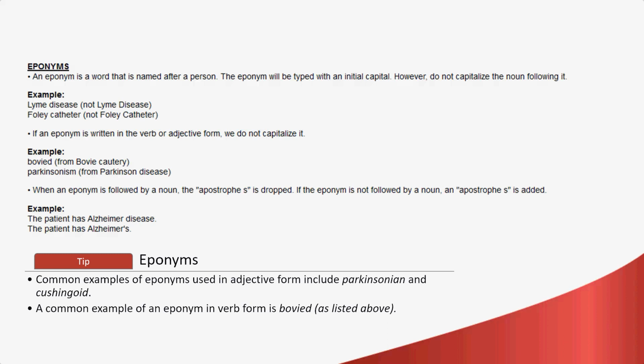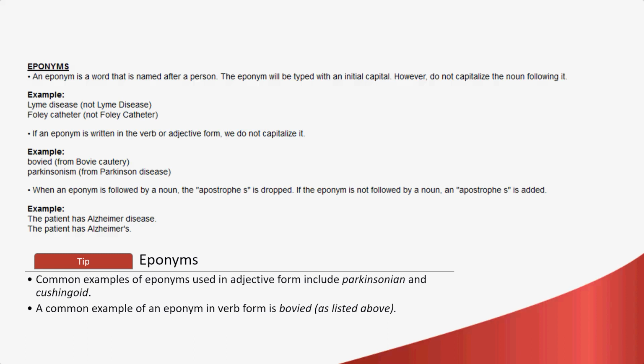If an eponym is written in the verb or adjective form, we don't capitalize it. So bovied, so that is a verb. You might hear them say that they were cauterizing bleeding vessels with a Bovie electrocautery, but what they might say is we bovied the bleeding vessels. It is just a slang that's become accepted because they say it so much.